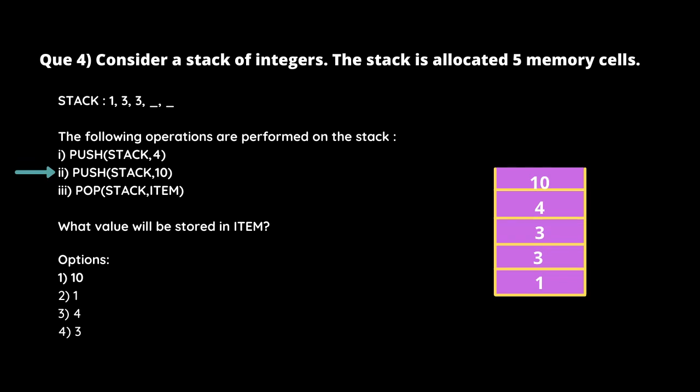Now after this, we move to the next operation. The next operation is again push, which is pushing 10 in this stack. So now the stack has 5 elements. Now the next operation is pop stack item, which means we have to pop one element from this stack. So the topmost element, which is 10, will be popped, and this will be stored in item. So the value of item will be 10. So the correct output is 10.